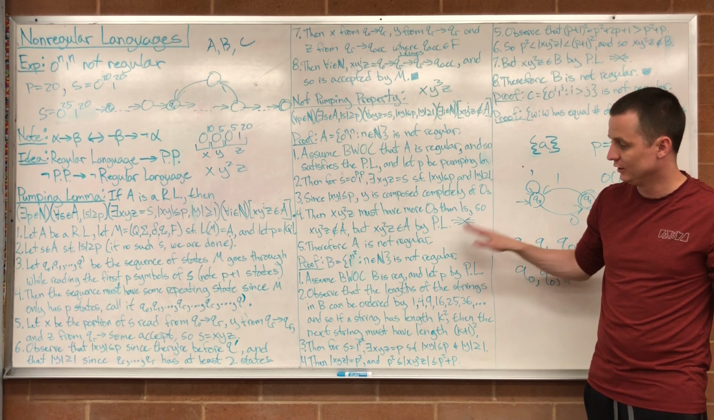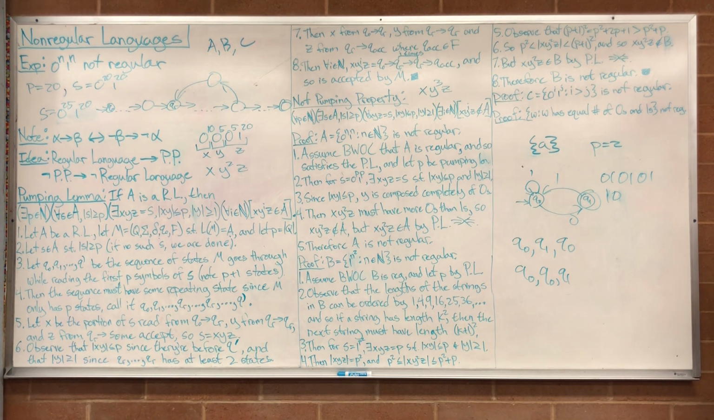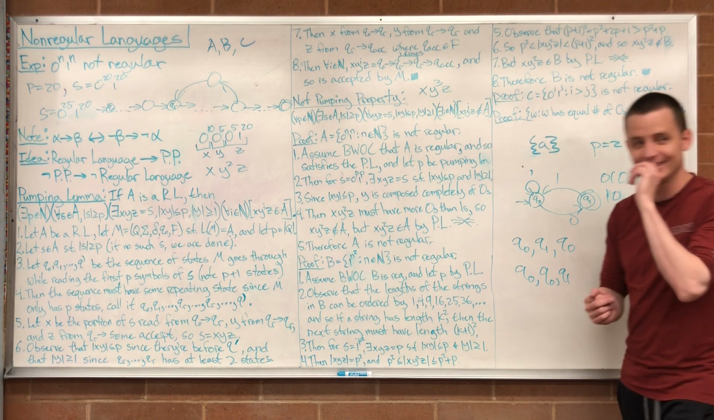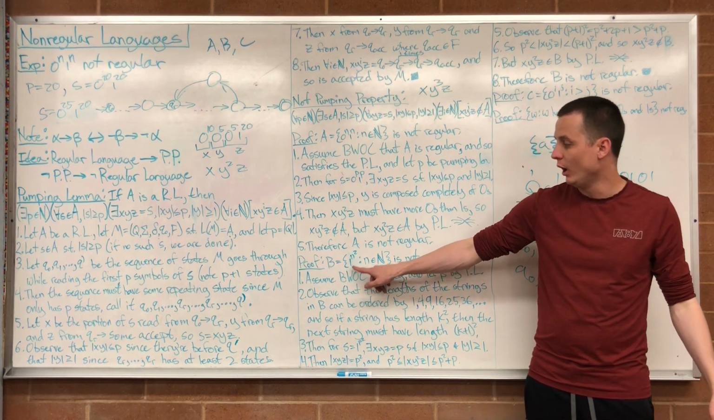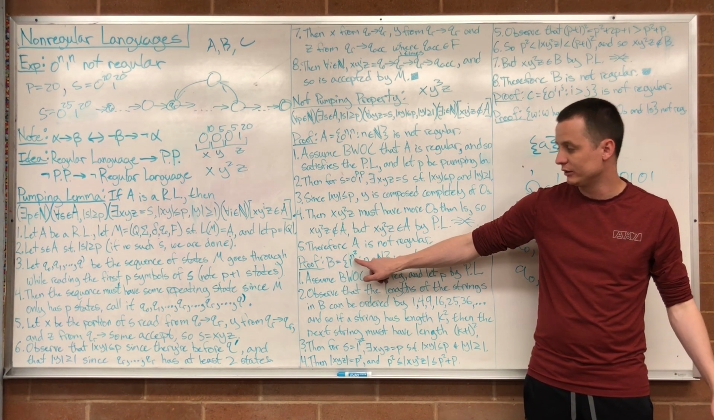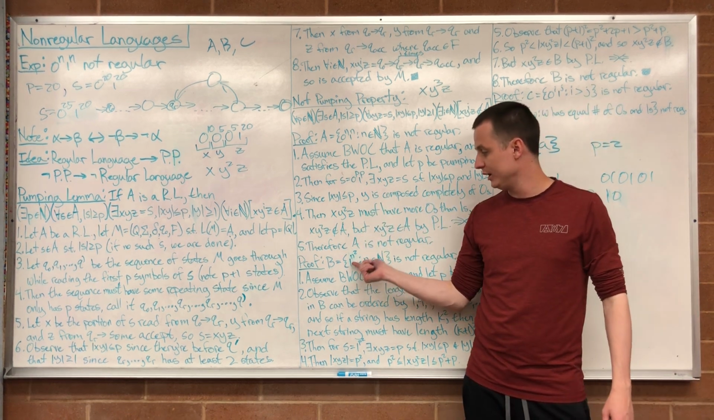Right. Okay. And therefore A is not regular. Let's do another one, to try and get a feel for these things. Let B be the language 1 to the n squared times. That 2 above the n is an exponent. So it's 1 to the n squared times.